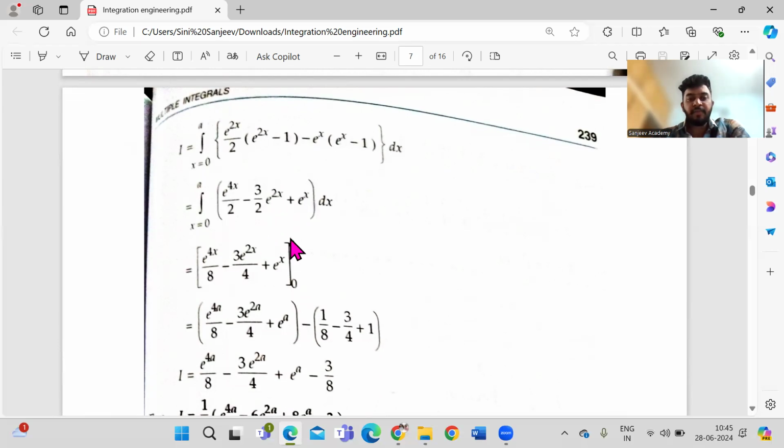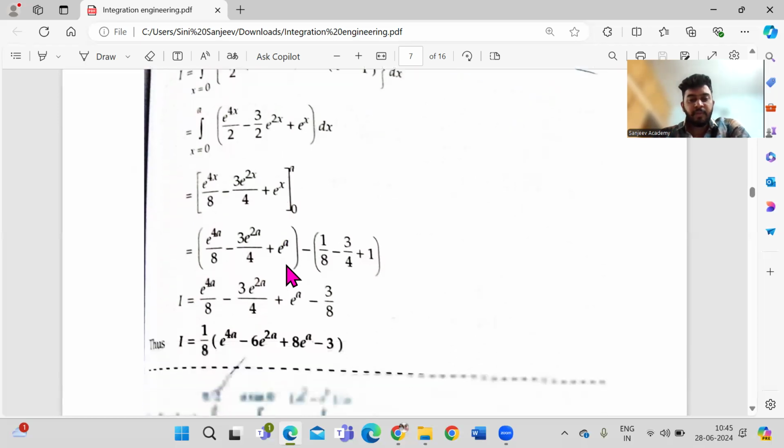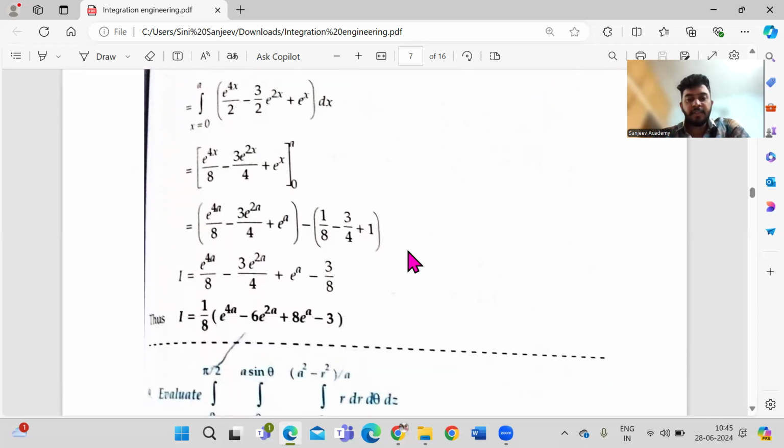And wherever there is x, put a. That's it. Upper limit minus lower limit. Anything to the power 0 is 1. So once you're doing it, you'll get the desired answer. So pause the video.